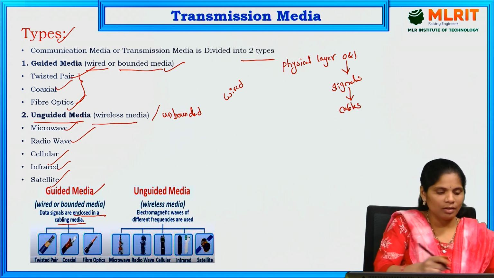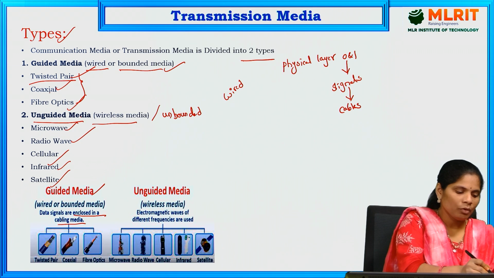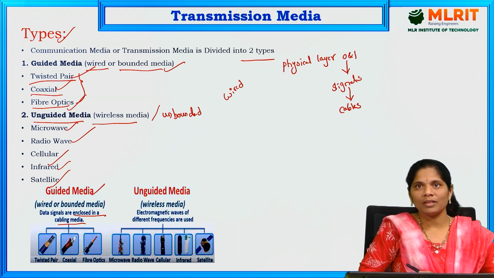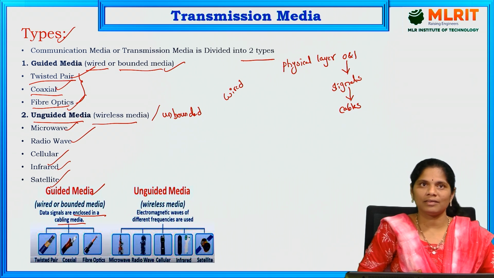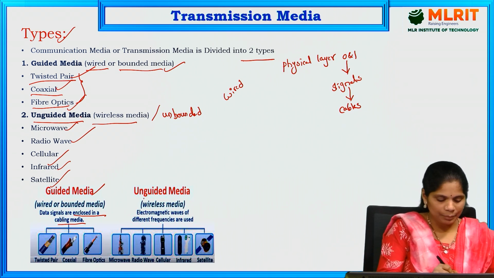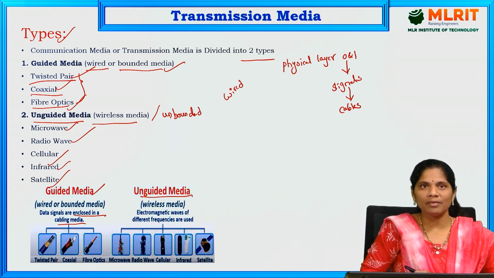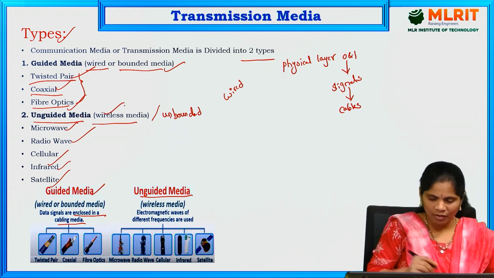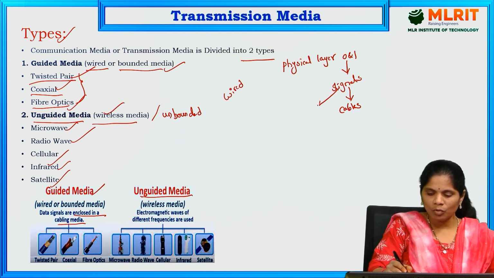Those cables are nothing but the twisted pair cable, coaxial cable and fiber optic cable. Through the wires, we are transferring the data between sender and receiver. That is guided media. And coming to unguided media, unguided means unbounded. That is wireless media. Whatever signals are coming, those signals are in the form of waves. That means through the air we are transferring the data.